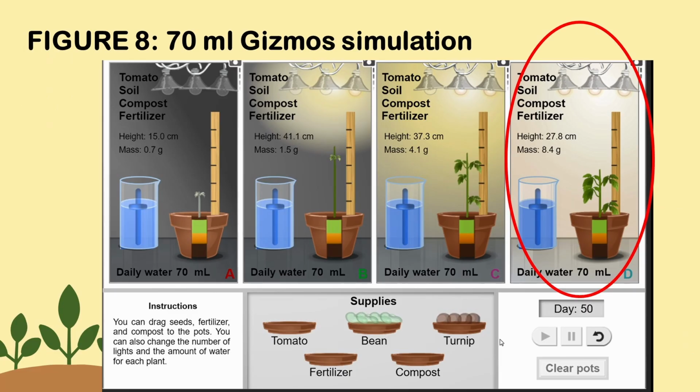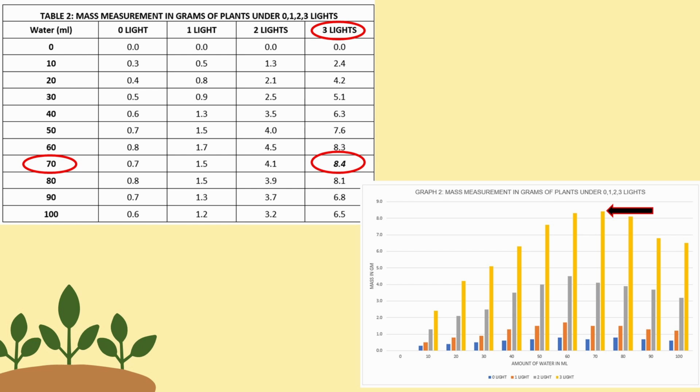And the tomato seed in pot 4 with 3 lights, given 70 ml of water, grew the heaviest, measuring 8.4 grams with 27.8 centimeters height. Pot 4 was the heaviest despite measuring only half of the tallest tomato plant. Pot 4 had a thick stem with abundant leaves. These are the mass data gathered in each trial run, and it was noticeable that the heaviest plant grew under 3 lights on and was given 70 ml of water.